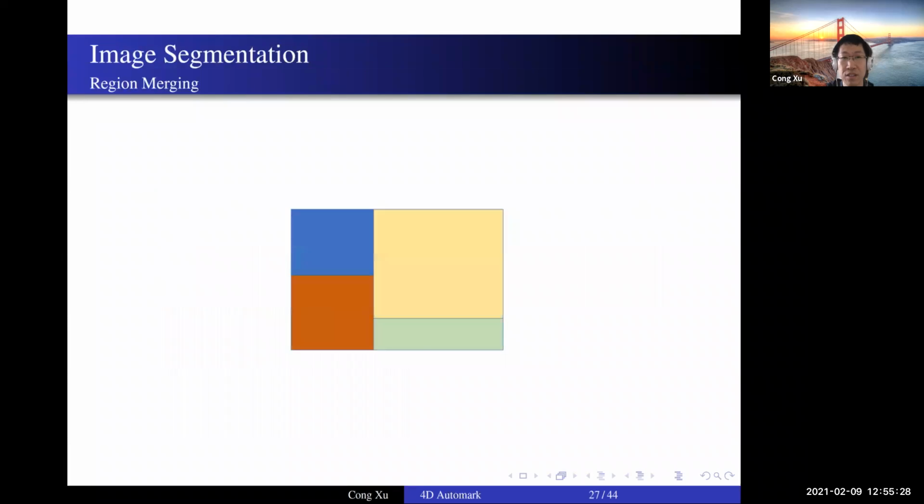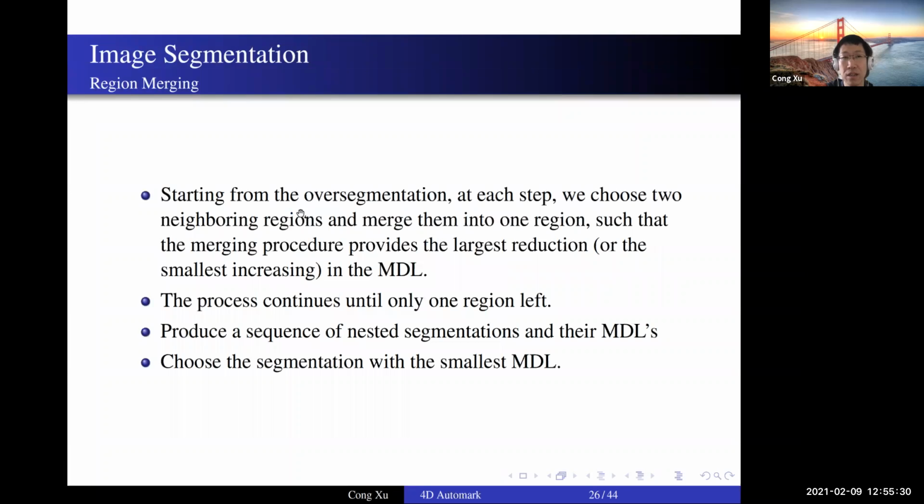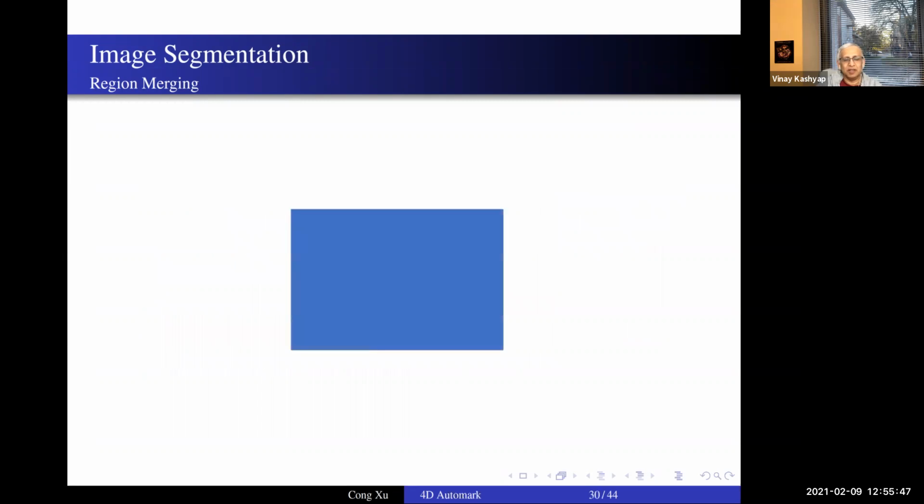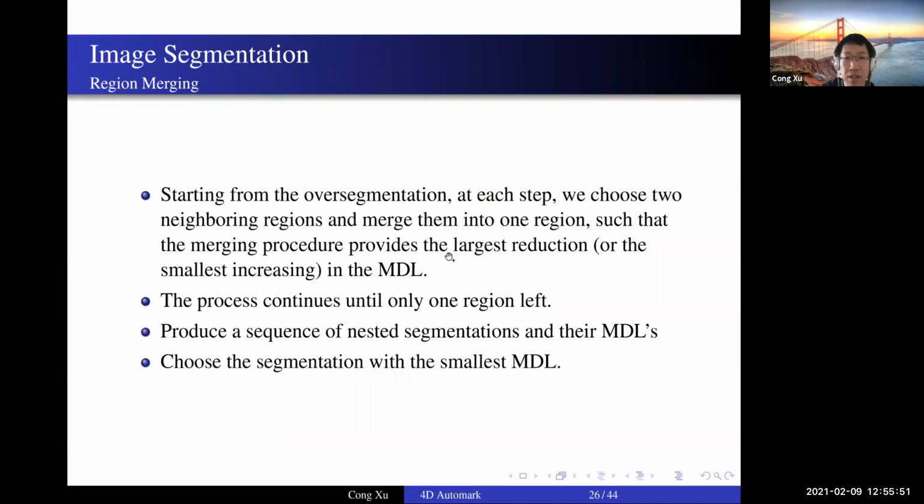Okay, so that's the second part. Yes. Question: doesn't that force the one with the smallest MDL to be the one with one region? Because you're always looking for where the MDL is decreasing. Or it can be the smallest increasing.